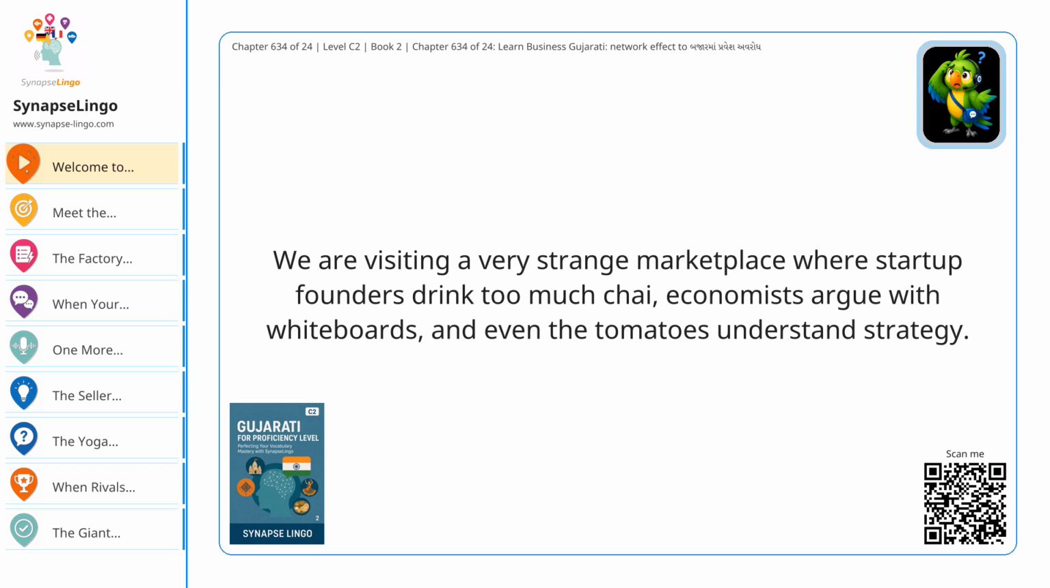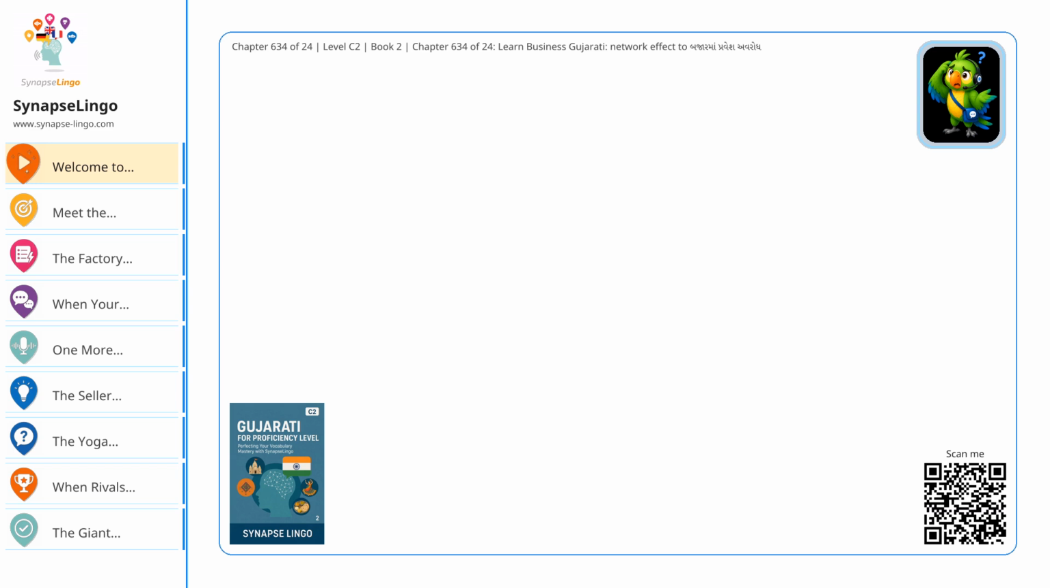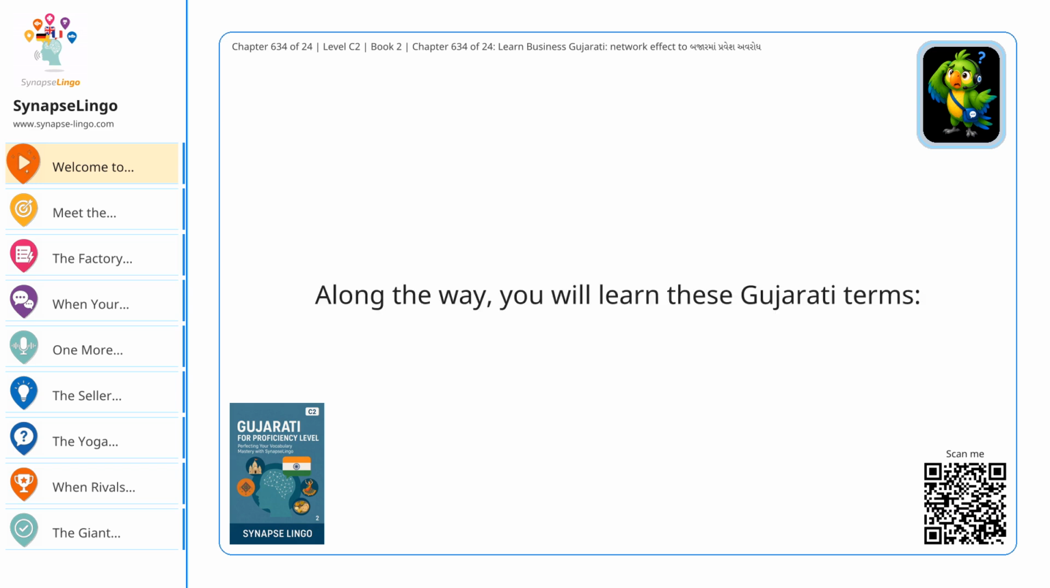We are visiting a very strange marketplace where startup founders drink too much chai, economists argue with whiteboards, and even the tomatoes understand strategy. Along the way, you will learn these Gujarati terms.